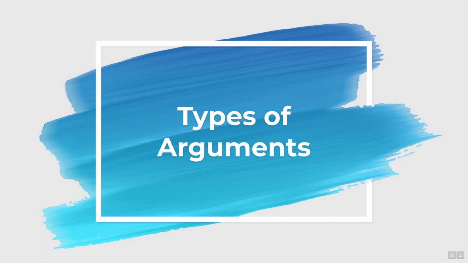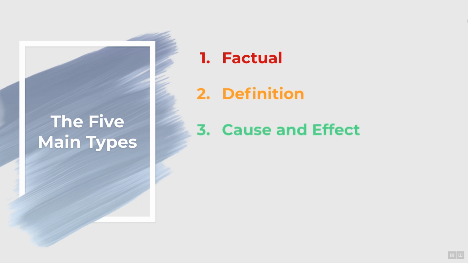This video will introduce and explain the 5 main types of arguments. These are factual, definition, cause and effect, evaluation, and proposal.